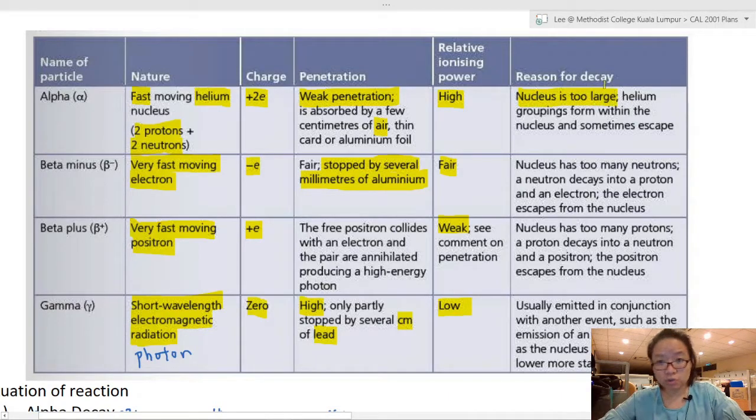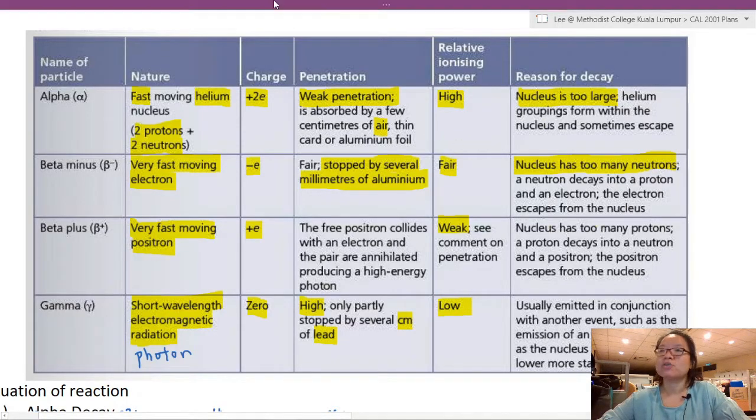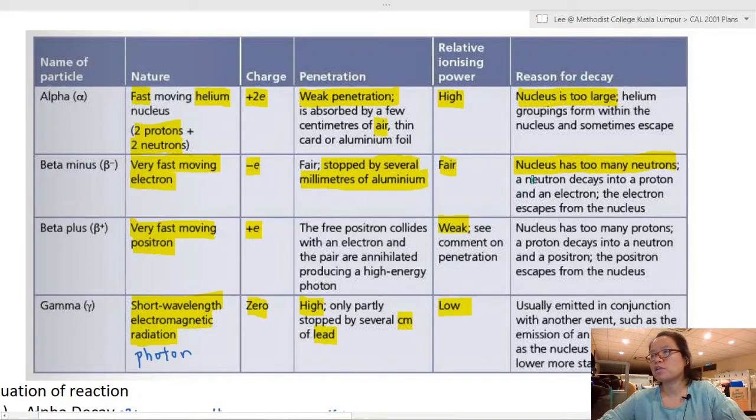Okay, so if the nucleus is too big, it just means that the helium can lose some protons and some neutrons. Beta minus will happen if the nucleus has too many neutrons, because in beta minus, a neutron becomes a proton and an electron. You can think about it this way: neutron is neutral, proton is +1, electron is -1. So +1 -1 is still neutral. That means you have too many neutrons, so you make your own protons to balance out the number of neutrons, and the electron escapes from the nucleus.